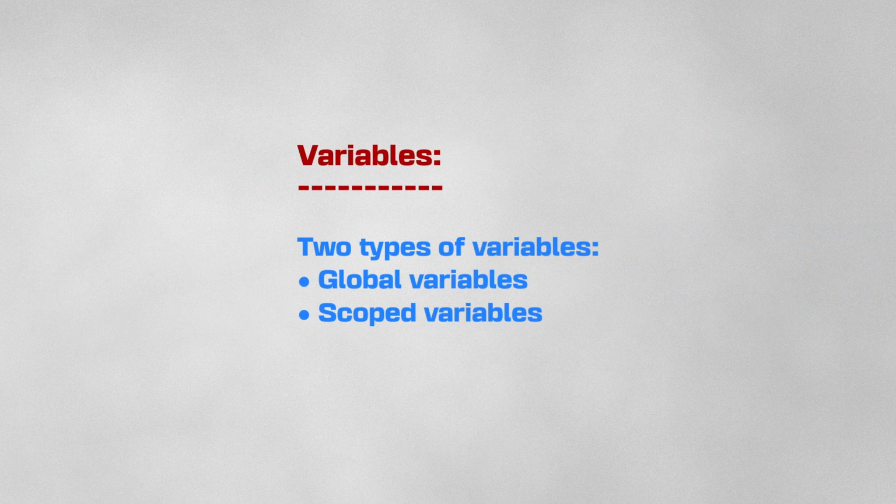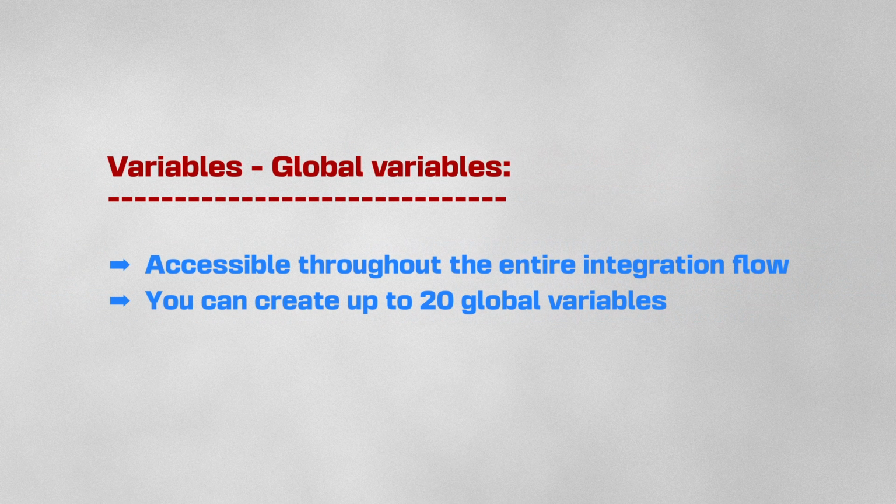Let's start with variables. Variables in OIC are used to store and manage data during the execution of a single integration instance. There are two types of variables: global variables and scoped variables, also commonly known as local variables. Global variables are accessible throughout the entire integration flow for that instance. You can create them from the integration canvas using the global variables option. I'll show you how to do that in today's demo.